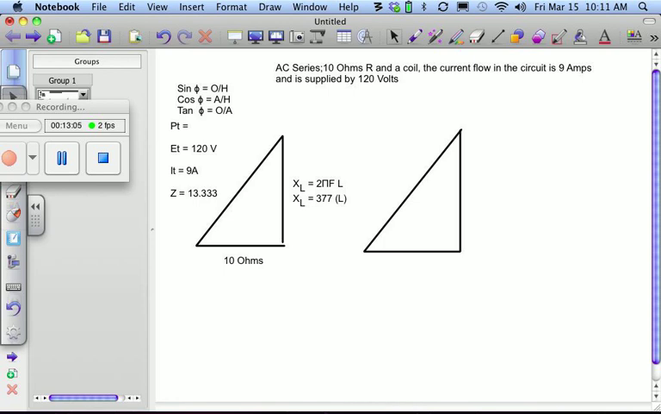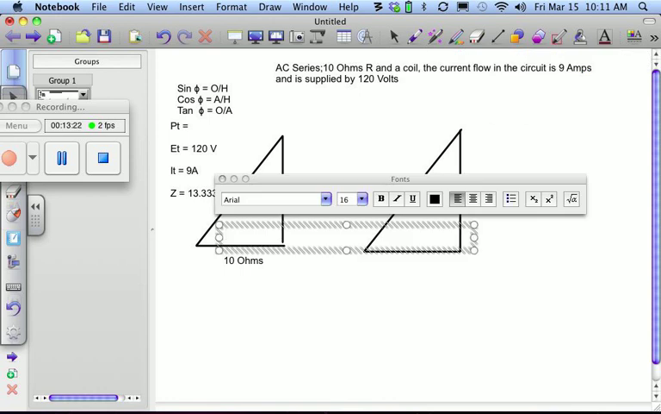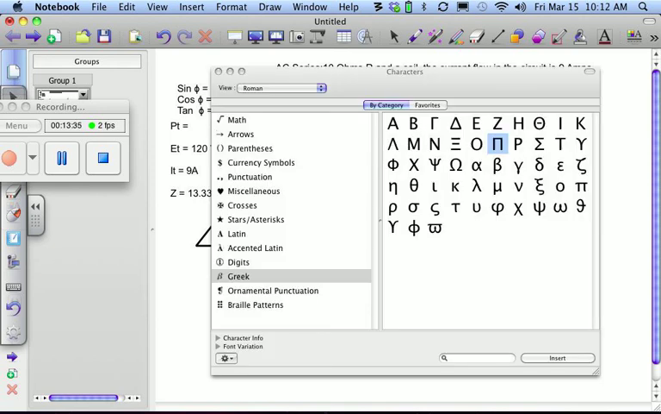10 divided by 13.333. I find that it's 41.409 degrees. So I can find a degree symbol. I don't think so.